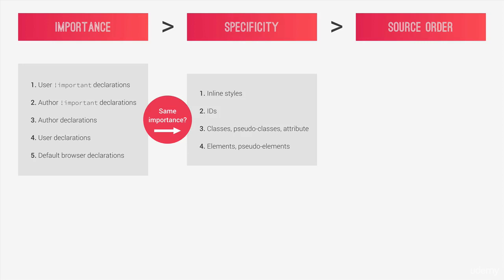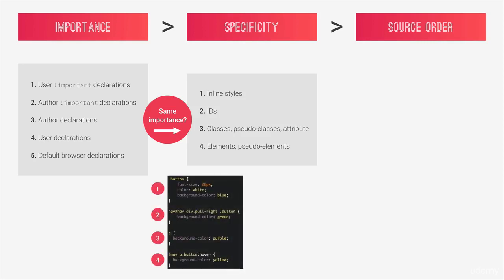So, when we have conflicting declarations with the same importance, as we saw in the last slide, we calculate their selector specificity based on the priorities I just showed you. But let's see how we actually calculate specificities with a small example. That's always best, right? First off, all these declarations have the same importance, because they're all author declarations. So let's calculate their selector specificities in order to find out if the background color will be either blue, green, purple, or yellow. And this is how we do it.